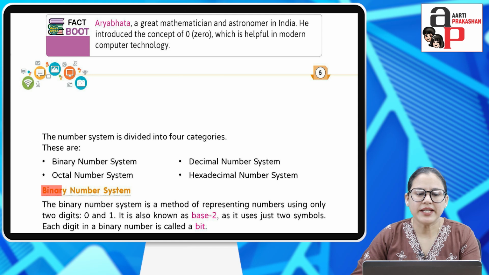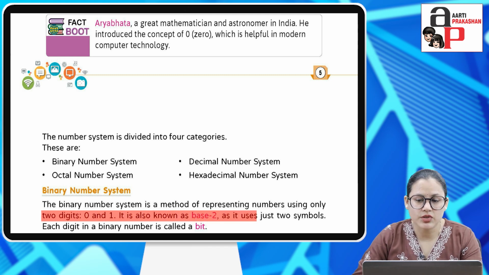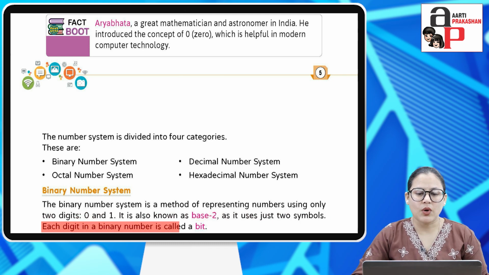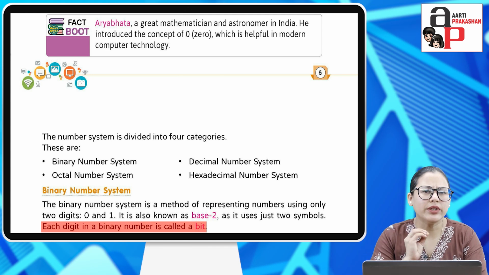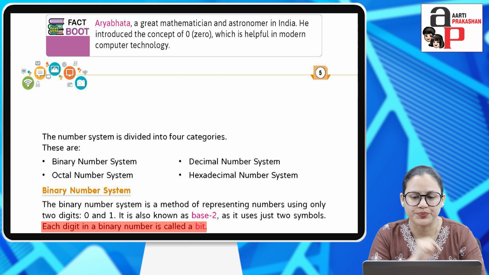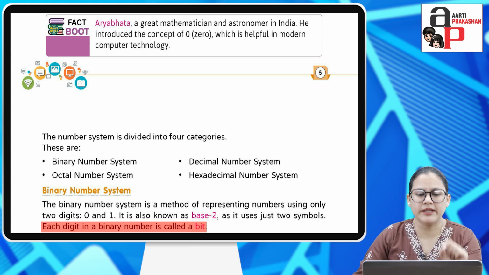First, binary number system. The binary number system is a method of representing numbers using only 2 digits, 0 and 1. It is also known as base 2, and it uses just 2 symbols. Each digit in a binary number is called a bit. Okay students, remember that in binary number system, we use only 2 digits, that is 0 and 1, and here the base is 2. Every digit in a binary number is called a bit, B-I-T.